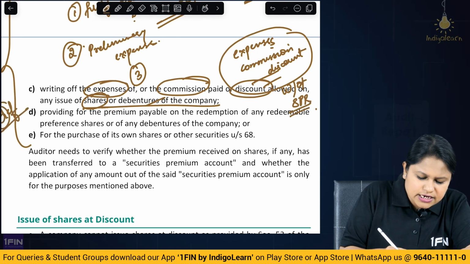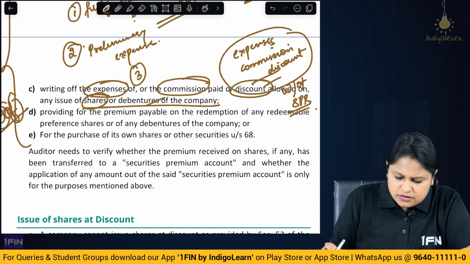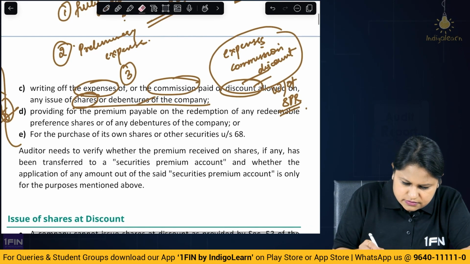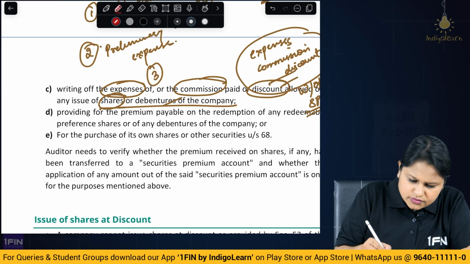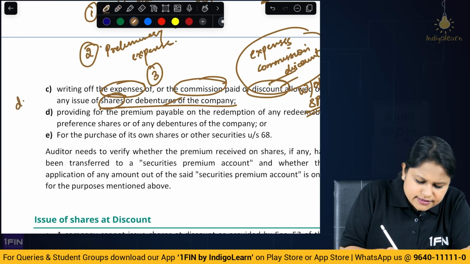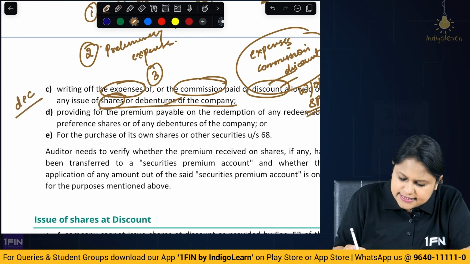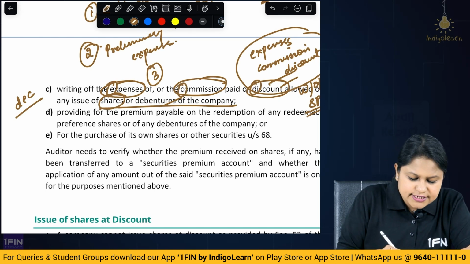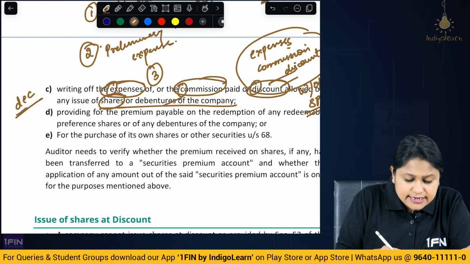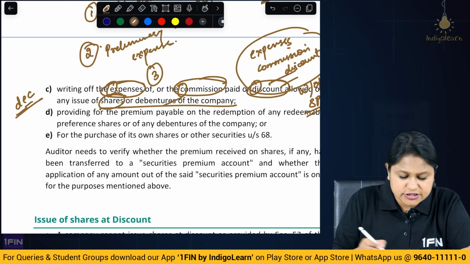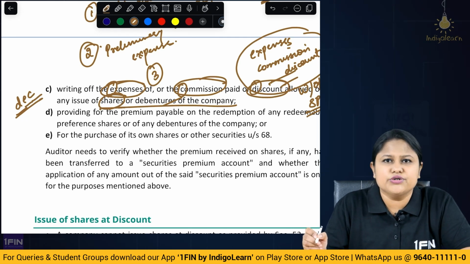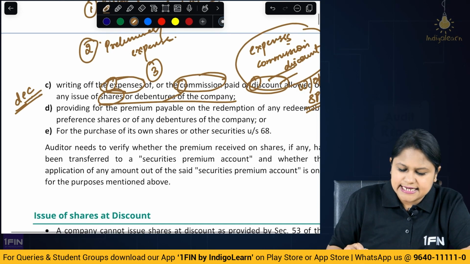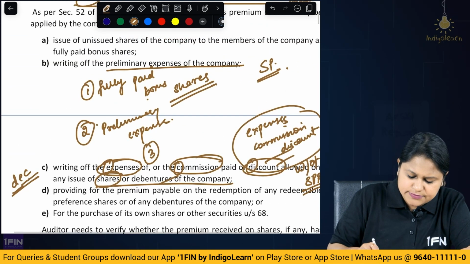So how to remember this? It has to be D, E and C. It is discount, expenses and commission. Okay, so discount on issue of shares or debentures, expenses on the issue of shares or debentures, and it is commission on the issue of shares or debentures. Commission, as I told you, underwriting commissions and all. Okay, that can be written off against SPR.